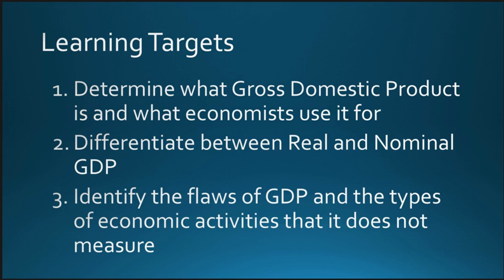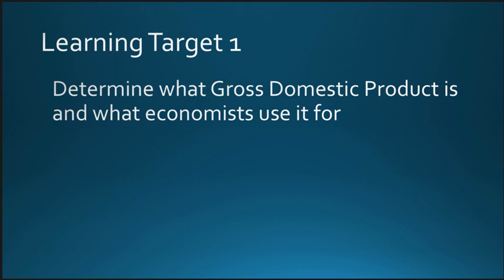That brings us to our learning targets, which are what are used to basically guide you in trying to answer the essential question. So our first one is determine what gross domestic product is and what economists use it for. Differentiate between real and nominal gross domestic product. Identify the flaws of gross domestic product and the types of economic activities that it does not measure. So we'll be doing all three of those things today, trying to get you to answer the essential question. So our first learning target, determine what gross domestic product is and what economists use it for. We're going to go ahead and tackle that right now.